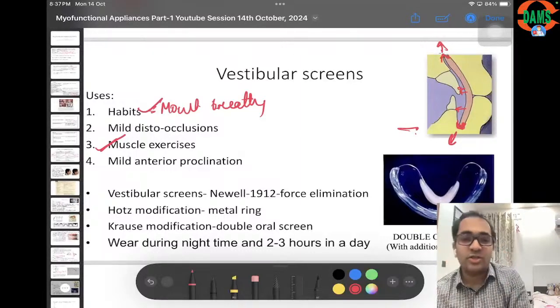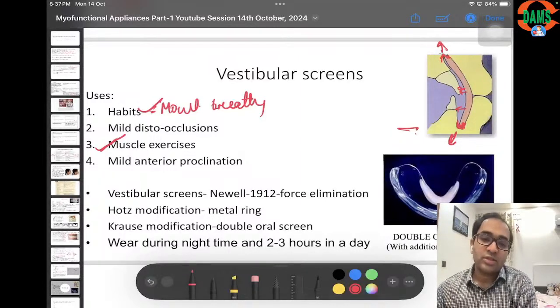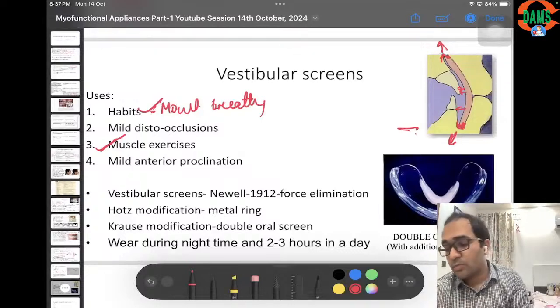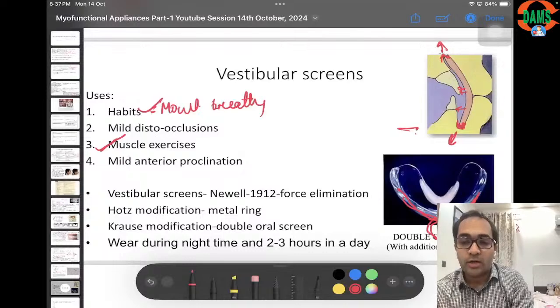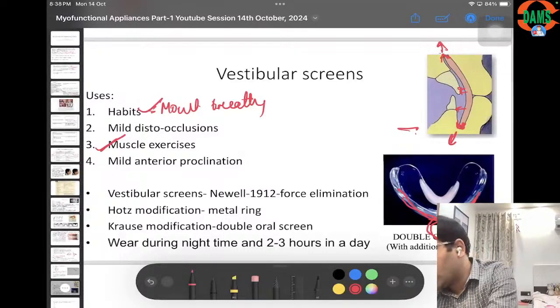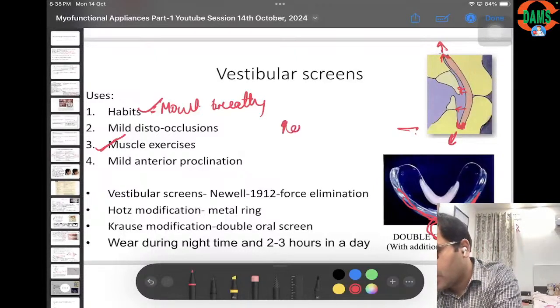So the first vestibular screen was given by Newell in the year 1912. It acts by the mechanism of force elimination, as I have just told you. Next comes its modification. First is the Hodge modification, or the presence of a metal ring. What he did was, Hodge incorporated a metal ring like this in the anterior region. How it helps is that the patient's lips continuously suck on this metal ring. It will lead to an increase in lip length.